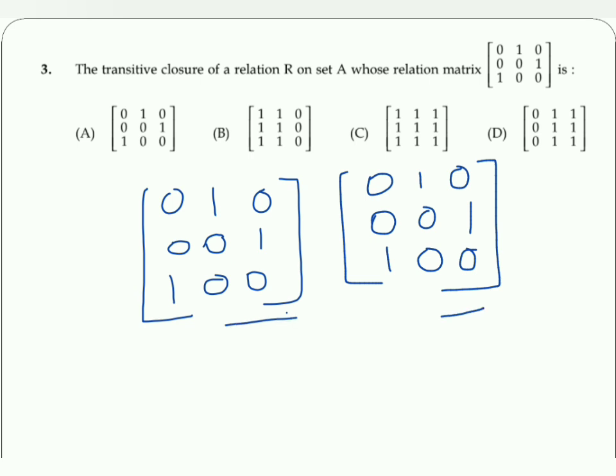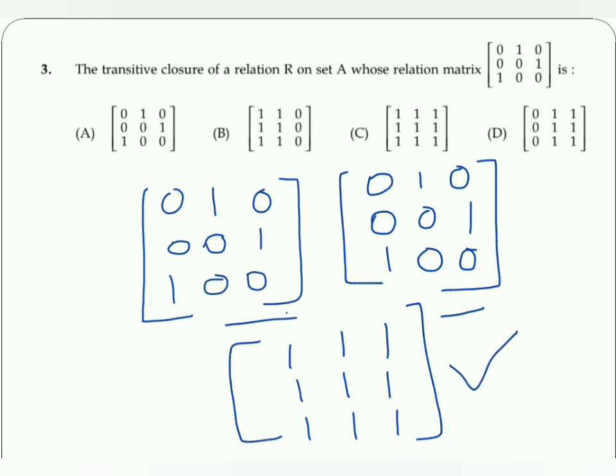If you multiply these two matrices, we will get the answer, that is 1, 1, 1, 1, 1, 1 and 1, 1, 1. In this manner we will get the matrix. So this is the transitive closure of this matrix. So the correct option is C.